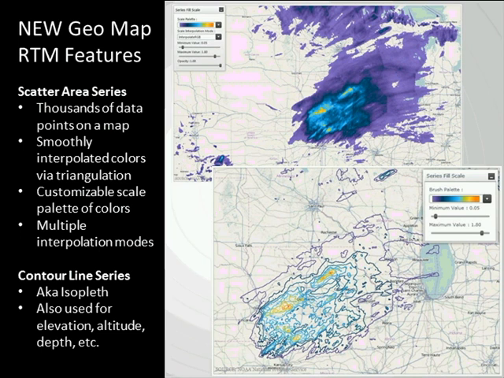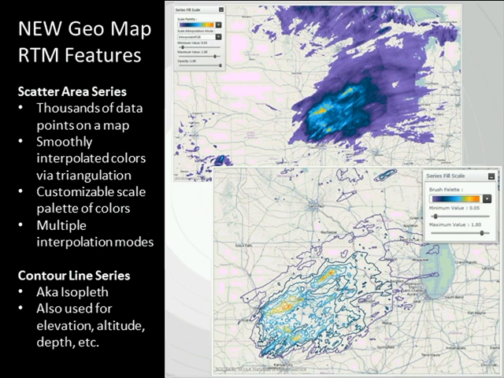Including, and I'll be showing you the slides first and then some demos, the scatter area series where you can show thousands and literally tens of thousands or hundreds of thousands of data points on a map. And then what it's going to do is use triangulation to create interpolation of those colors in between the data points.